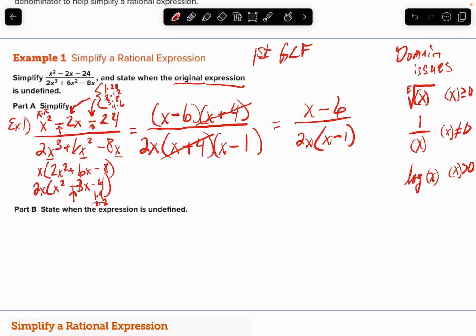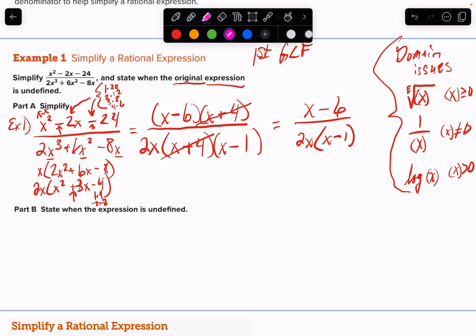So when we look at b, we're going to state when the expression is undefined. So we have to look for some of these domain issues to figure out where it's undefined. So do we see x inside of an even root? No. Do we see x in a denominator? Yes, I do. I see x is in a denominator here, and here, and here.